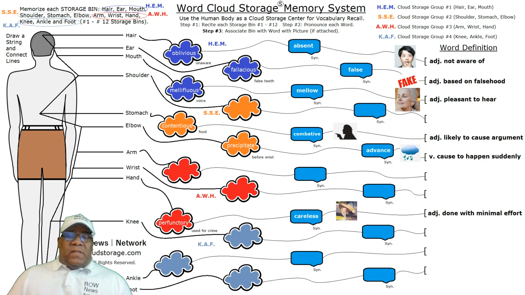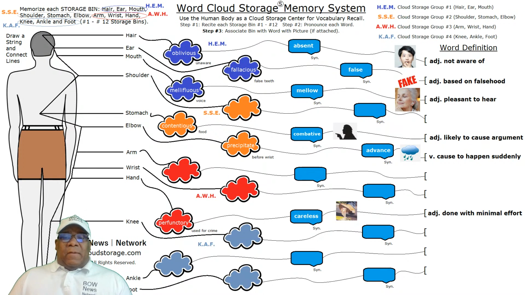So without further ado, let's take a look at oblivious at the very top. We can see here that oblivious, the synonym is absent, and it's an adjective meaning not aware of. Now it's attached to the hair storage bin, and if you recall, these storage bins are broken into 4 groups: blue, orange, red, and gray. There's the hair, ear, and mouth group, and we have the SSE group, shoulder, stomach, elbow, and then we have the AWH group, which is arm, wrist, hand, as well as KAF, which is a knee, ankle, and foot group.